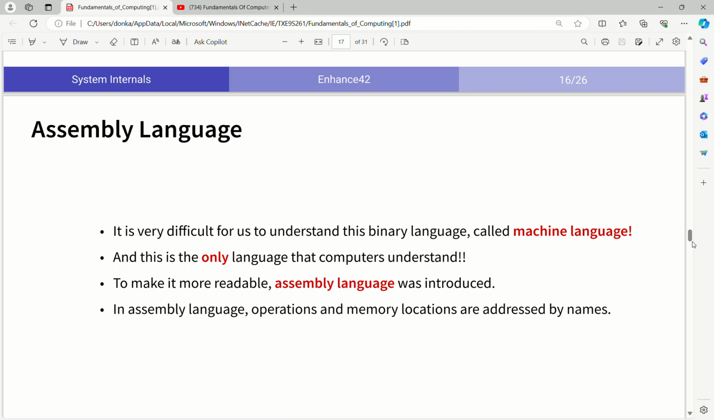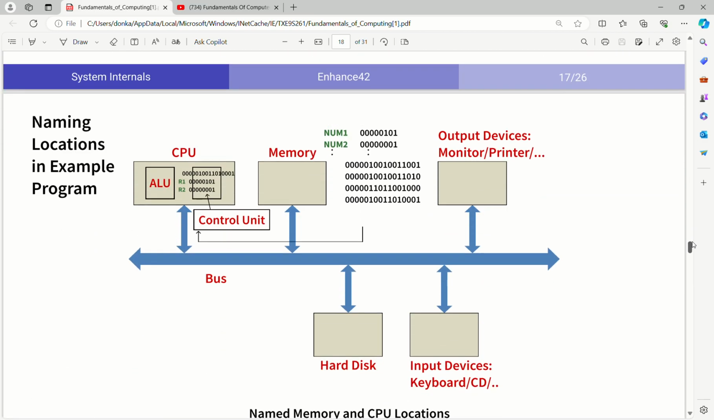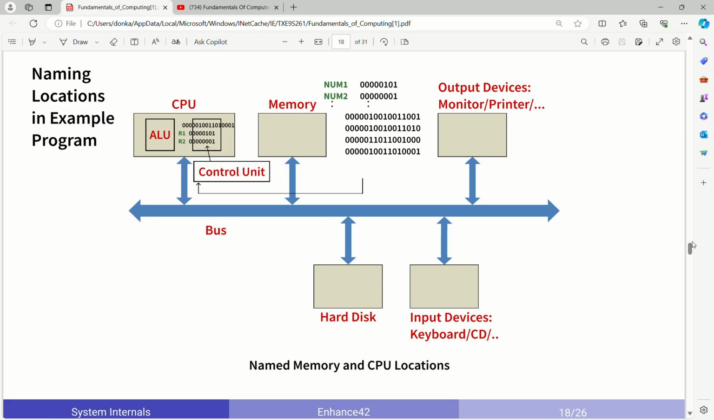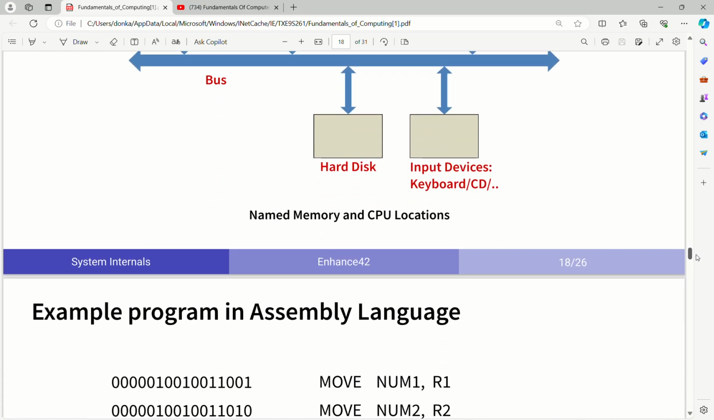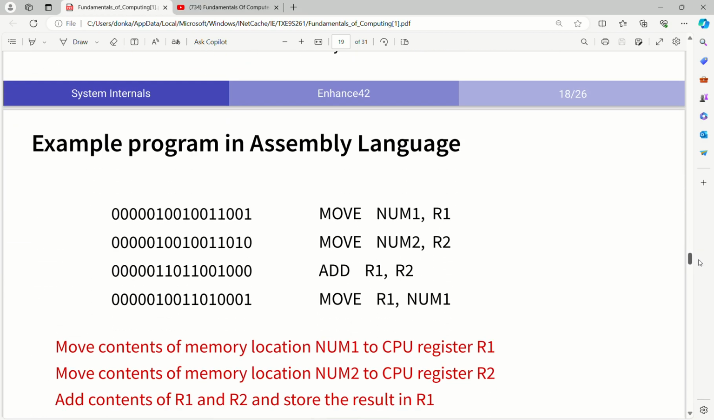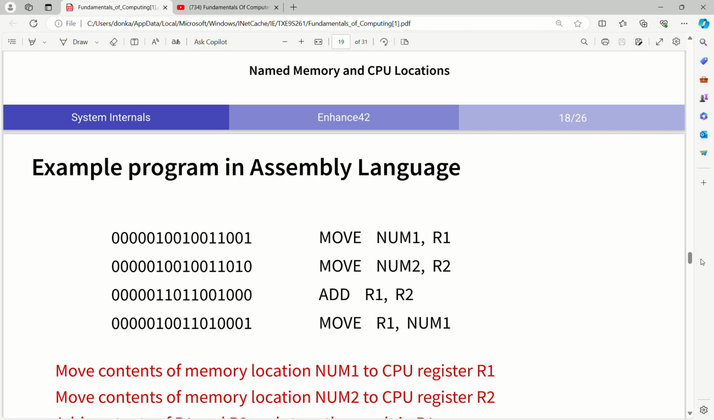In assembly language, operations and memory locations are addressed by names. Which means in assembly language we can use symbols. For plus we can use add, and for minus we can use sub, etc. And when we move the data from one register to another register, we can use the move symbol. And these are very easy to type. And after that we will go to naming locations in the example program. In this binary format we have given names, num1 and num2, and it is very easy if we give names to the binary format. And after that we will move to the example program in assembly language.